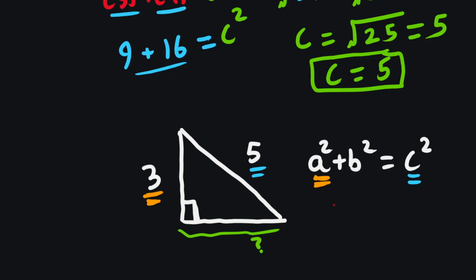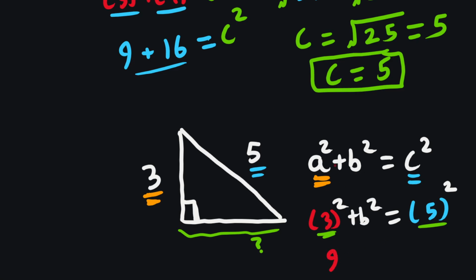So let's go ahead and substitute the a for 3. So this is 3 squared. So 3 squared plus b squared equals, and we're going to substitute the c for 5. So that is 5 squared. And let's go ahead and start evaluating the 3 squared and the 5 squared. So what's the 3 squared? That is 9. And what is the 5 squared? That is 25.